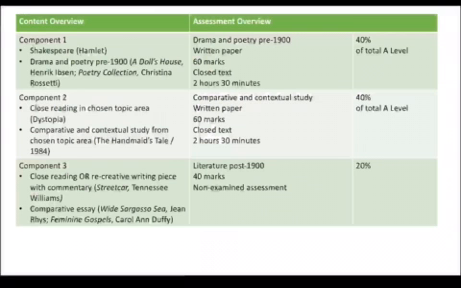So this counts as your drama, so Hamlet's drama, Ibsen is drama, and your poetry, Rossetti, pre-1900 paper, is worth 40% of your total A-level, 60 marks, closed text, as I said before, and you have 2 hours 30 minutes for the exam. The exam's broken down into 2 questions for Hamlet, and you have a question for the comparative, Christina Rossetti and Ibsen, but you do have a choice of question.